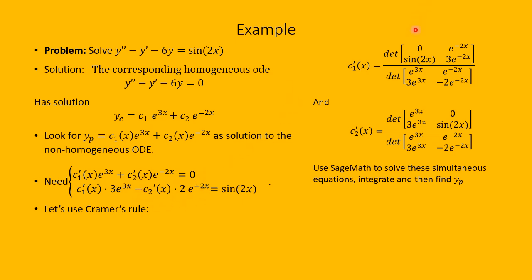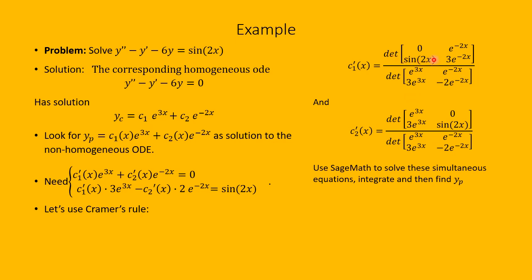The numerator, if we're solving for this first quantity, c1 prime, we replace the first column of the denominator matrix with what we have on the right-hand side here, 0 and sine of 2x. Similarly, for c2 prime of x, we have the same denominator, but we replace the second column with 0, sine 2x in the numerator. And then we can multiply these out by hand if we want to.